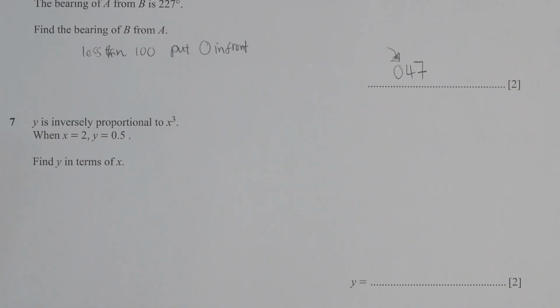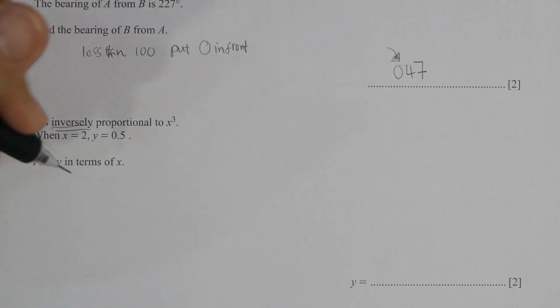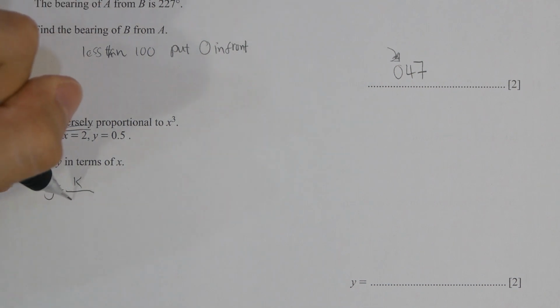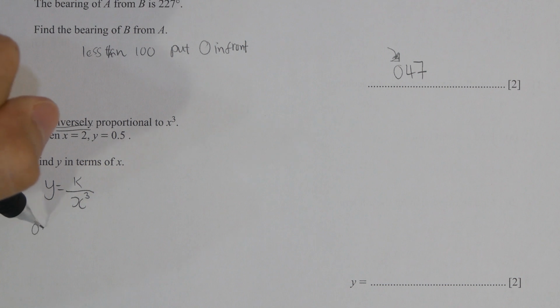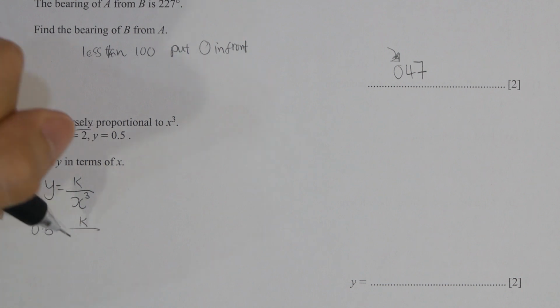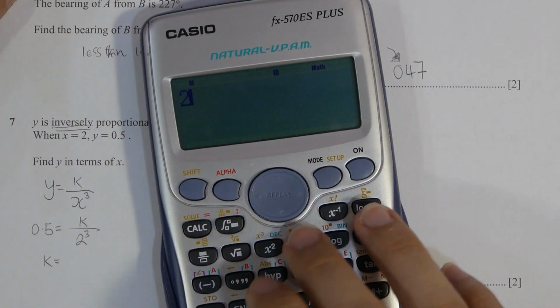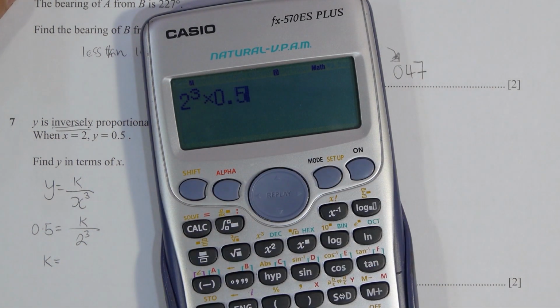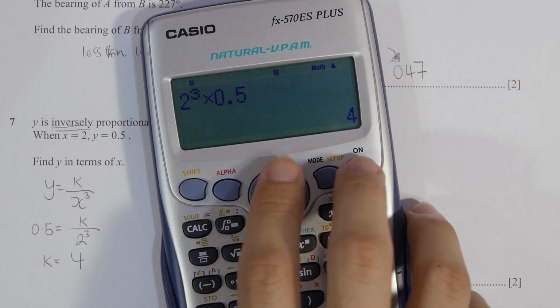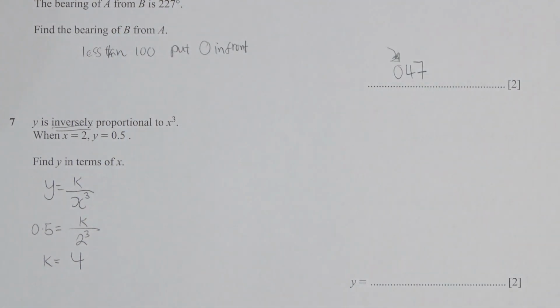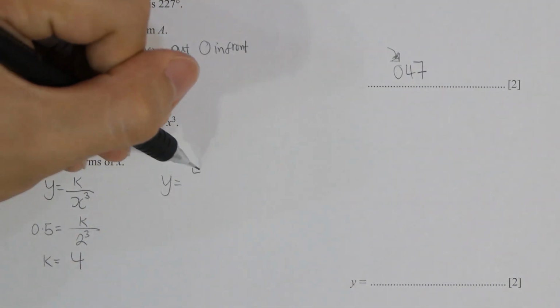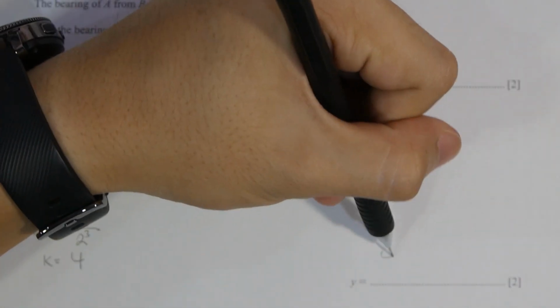Question 7, inversely proportional. Inversely proportional is the keyword. So your formula will go by y equals k over x cubed. Substitute the values of x and y into it to identify k's value as 4. So your final answer will be y equals 4 over x cubed.